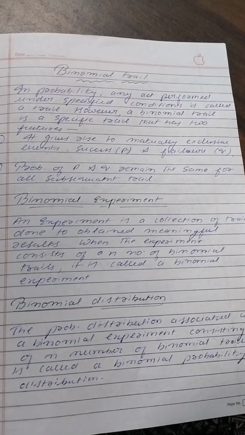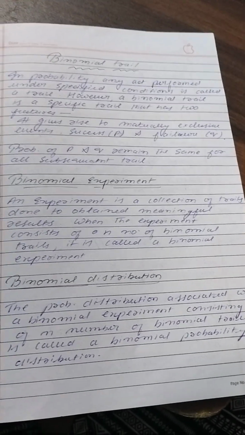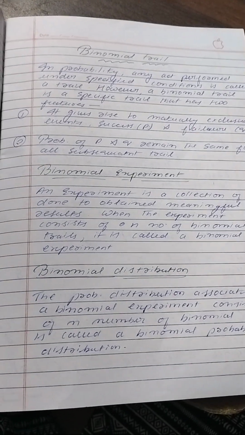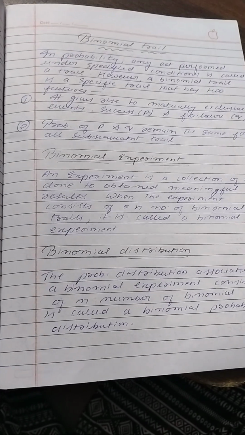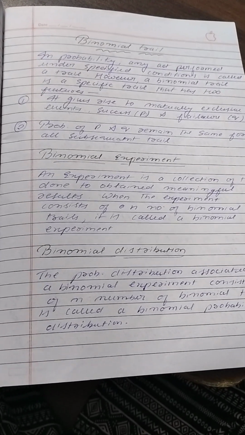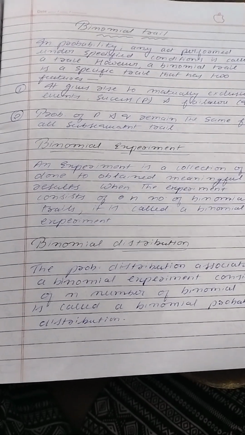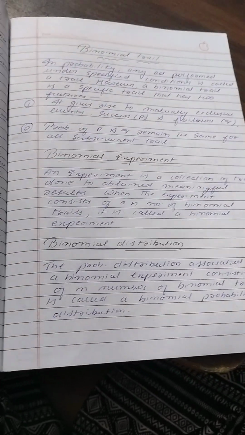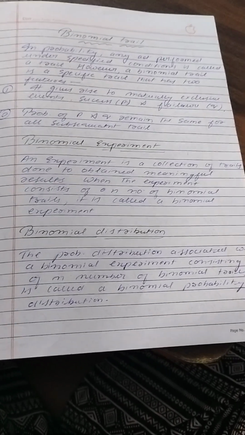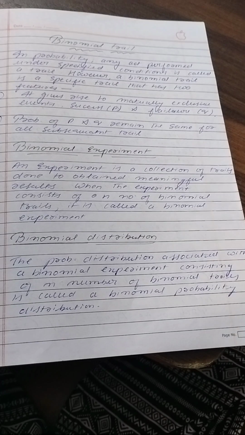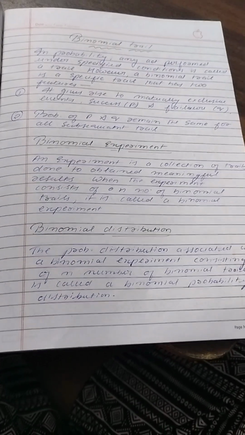Hello everyone. Today I'm going to explain one of the distributions. There are three types of distributions that we will study: binomial distributions, Poisson distributions, and normal distributions. According to the series, there are two types of series, discrete and continuous. I have already discussed what a discrete series is and what a continuous series is.